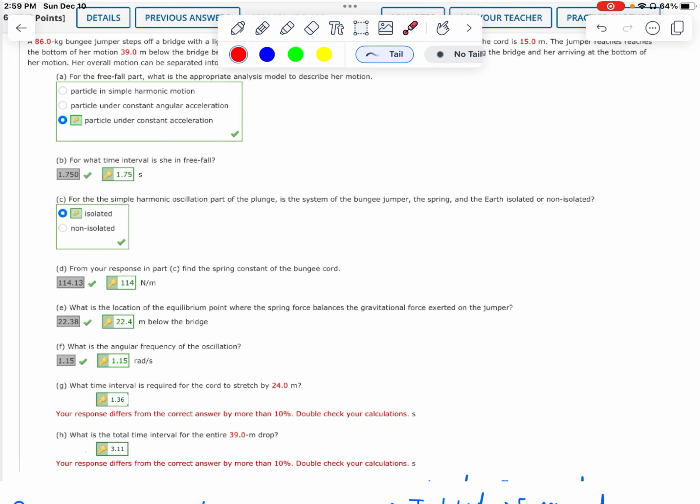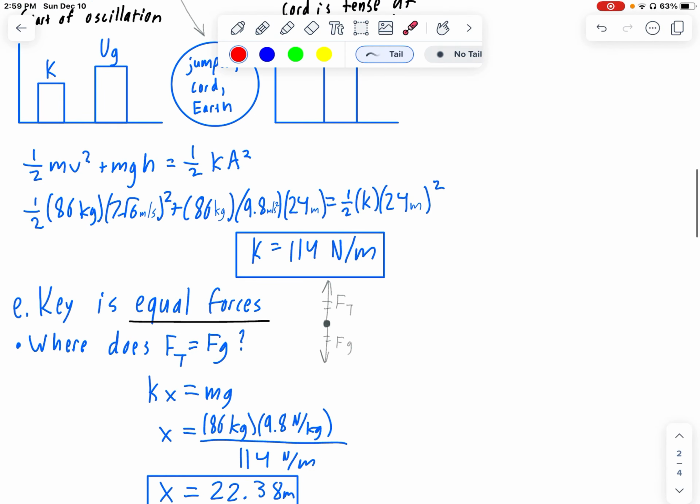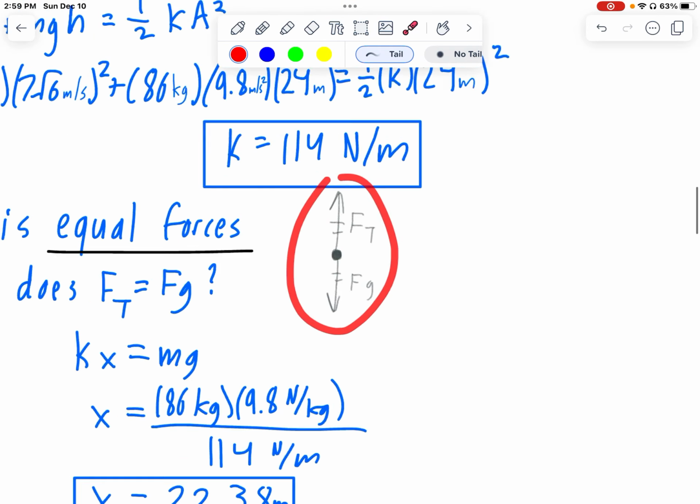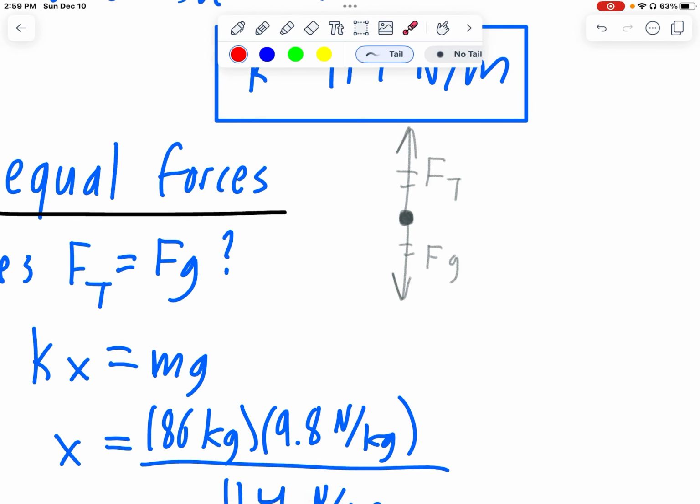What is the location of the equilibrium point where the spring force balances the gravitational force exerted on the jumper? So the key in that question was where are the forces equal, basically. Just a simple free body force diagram. I guess it doesn't really mean much, but you can understand what I was trying to get.